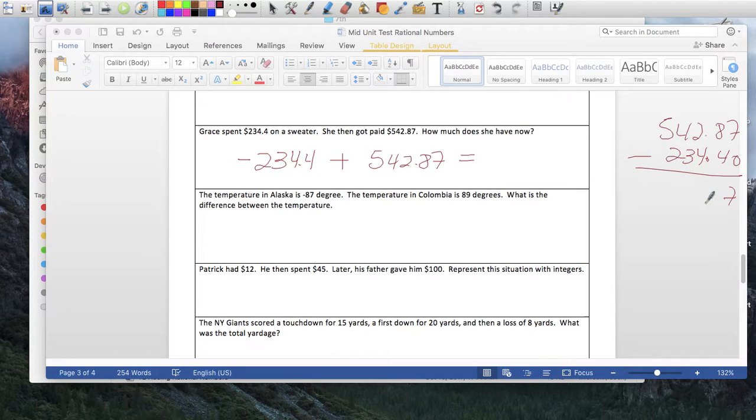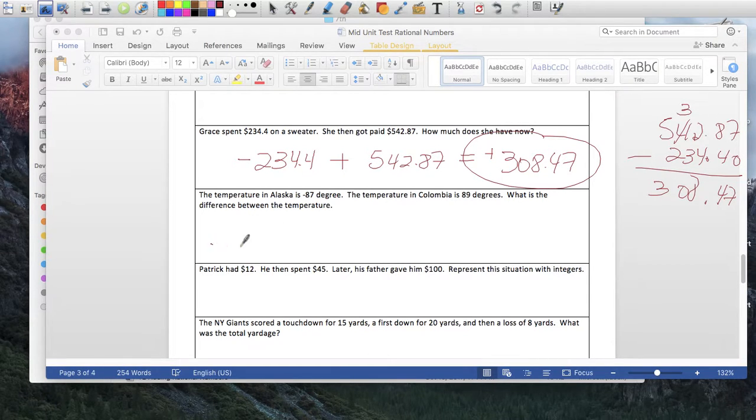So that's a 7, that's a 4. Let's do some borrowing. 12 minus 4 is 8. 3 and 3 is 0. 5 and 2 is 3. So how much does she have now? 308.47. And this is positive. Okay.